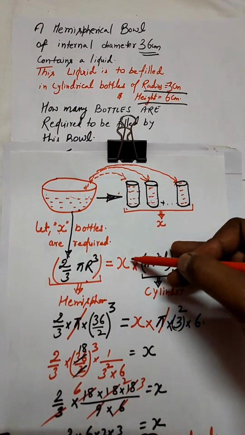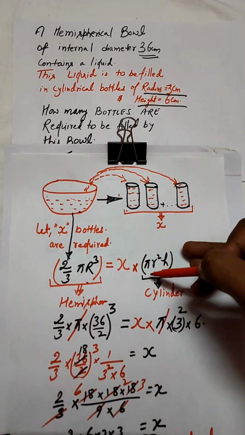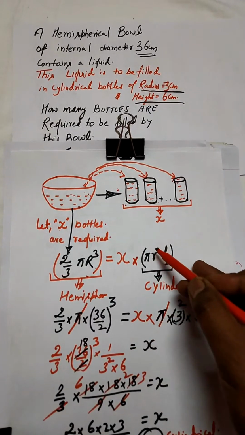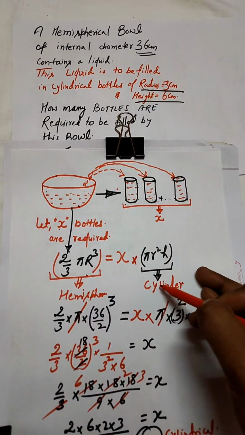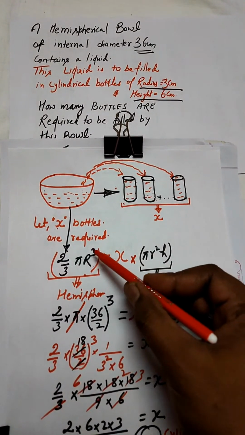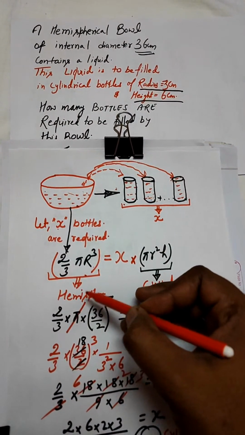And this will be, let us assume X number of such cylinders will be used, cylindrical bottles. I put up the value where a small r and a small h are the cylindrical bottle parameters, dimensions, and capital R is the dimension of this hemisphere, right?